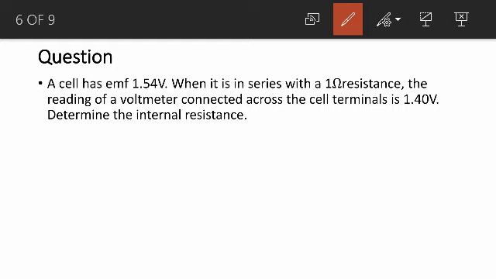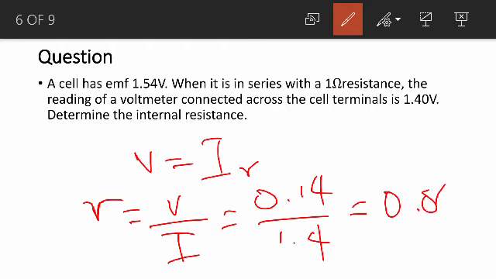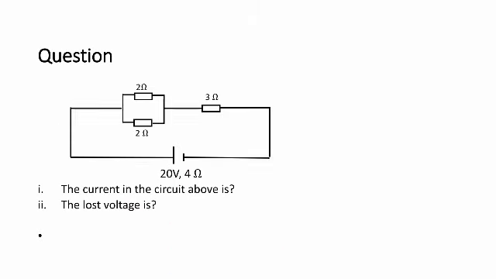With the next thing we are asked, we are asked to find the internal resistance. The lost voltage is equal to the current times the internal resistance. So that means the internal resistance now is going to be the lost voltage over the current, which is equal to, the lost voltage is 0.14 and the current is 1.4. Okay, and if we divide that, we are going to get 0.1 ohms. Okay, so that gives us the answer to that question.